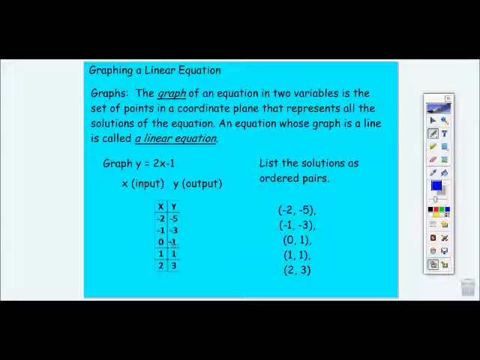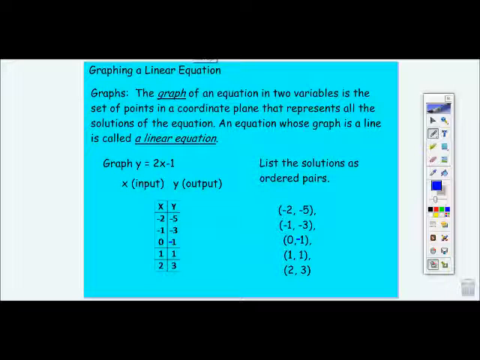I typed that wrong. This is a negative 1. Better change that over here then as well. And then if I put 1 in, 2 minus 1 is 1. If I put 2 in, 4 minus 1 is 3. Now I'm going to take my input-output chart and I'm going to change it into ordered pairs just by simply writing the x and then the y. Negative 2, negative 5, negative 1, negative 3, 0, change that one to negative 1, and so on.